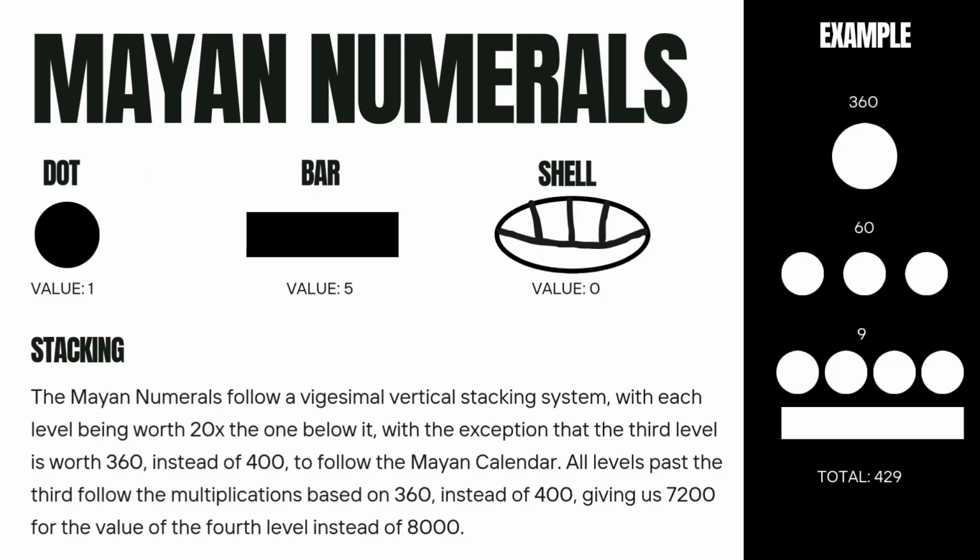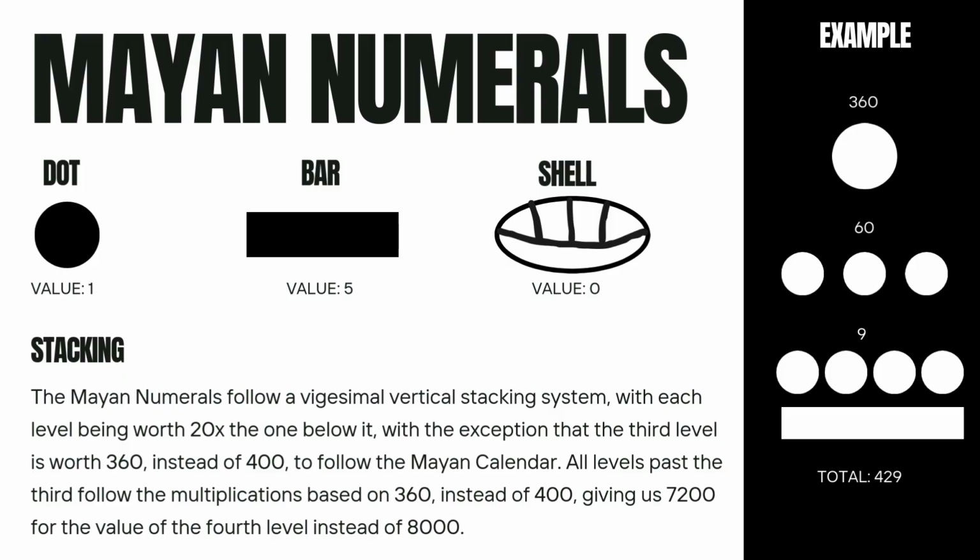So the Mayan system has three symbols in it. It's going to have a dot, a bar, and a shell. The dot's going to be worth 1, the bar is 5, and the shell is 0. Now, you can't get a lot of numbers with just a 1, a 5, and a 0, but what the Mayans do is they have a vertical stacking system. So with these three symbols, they're able to make a bunch of numbers.